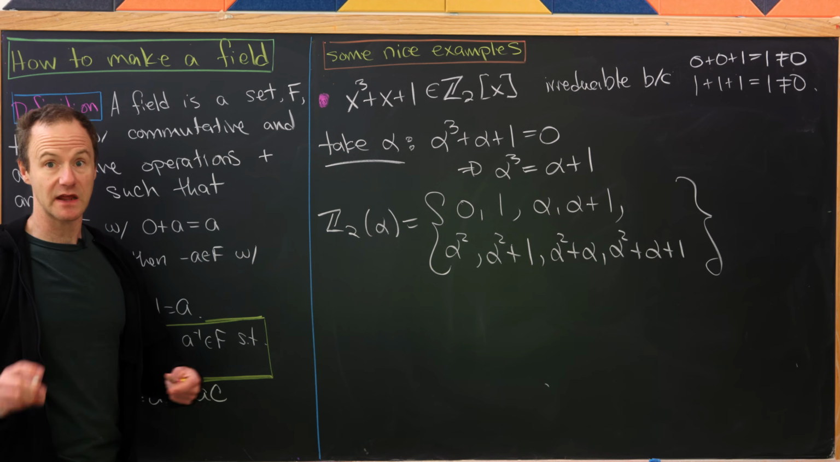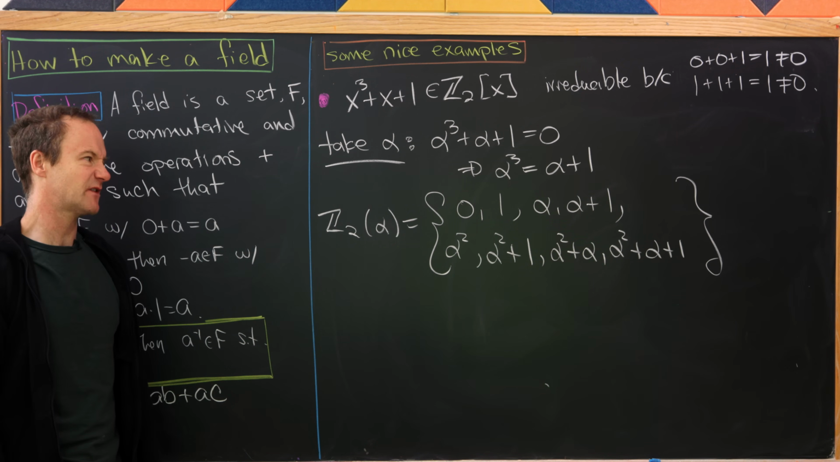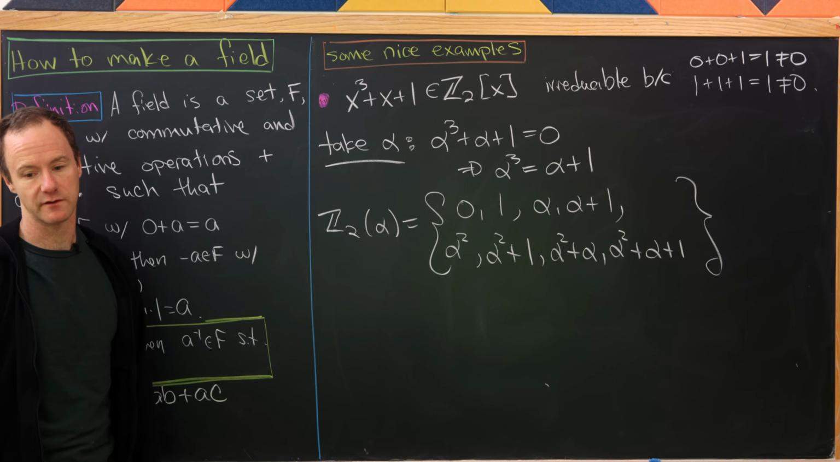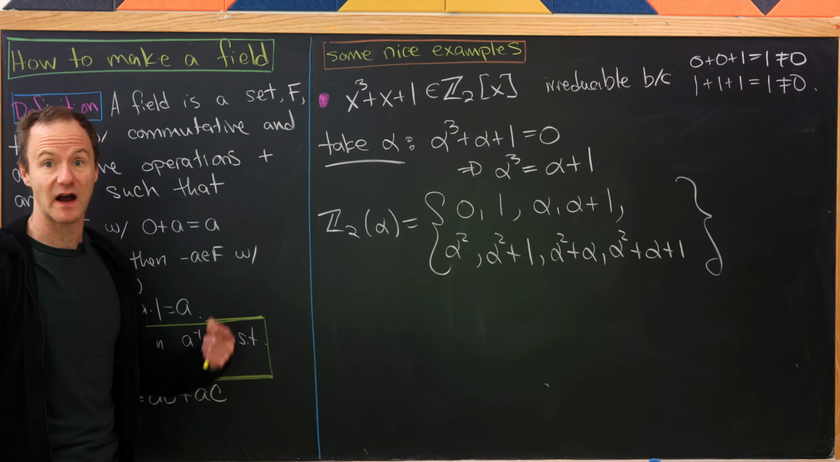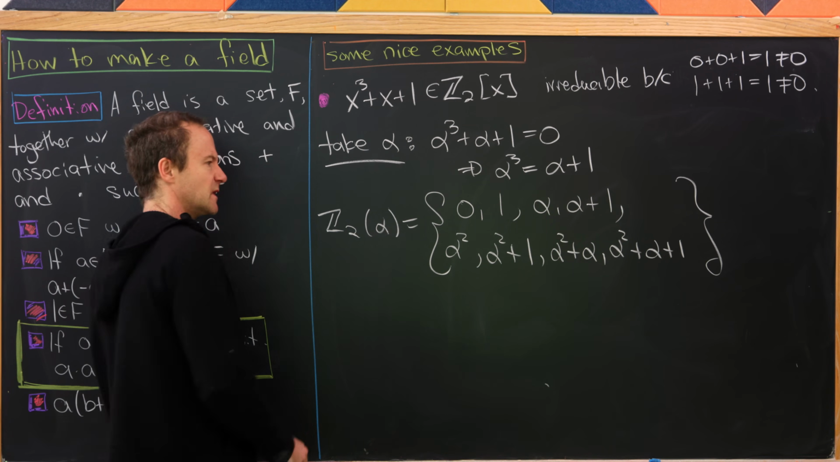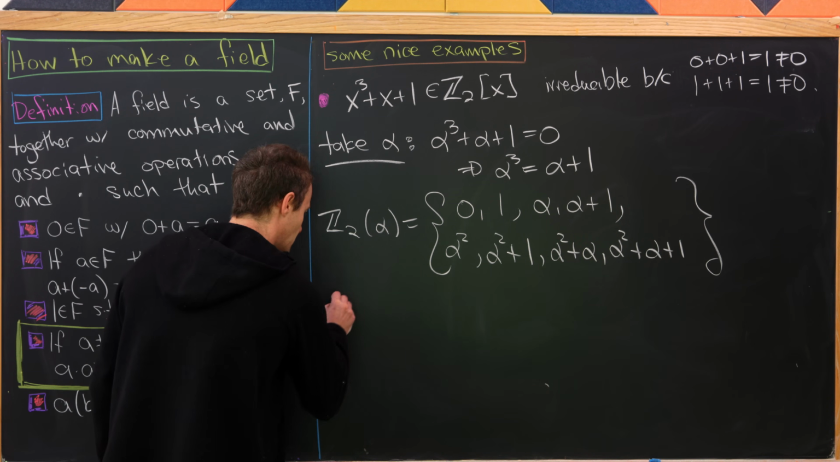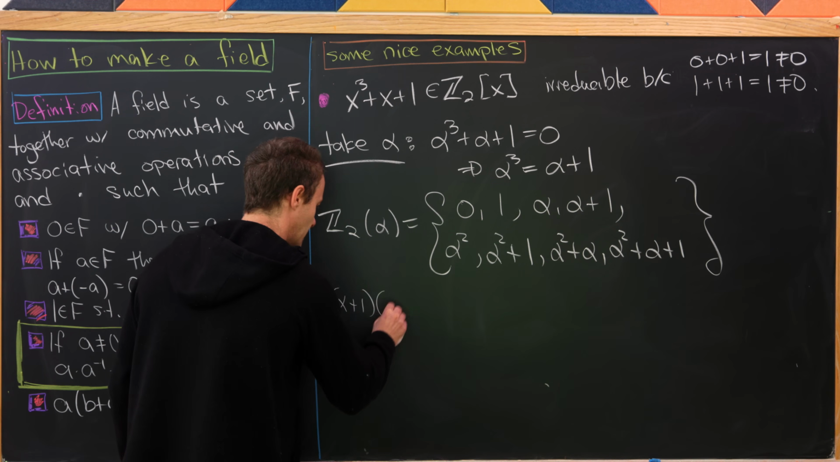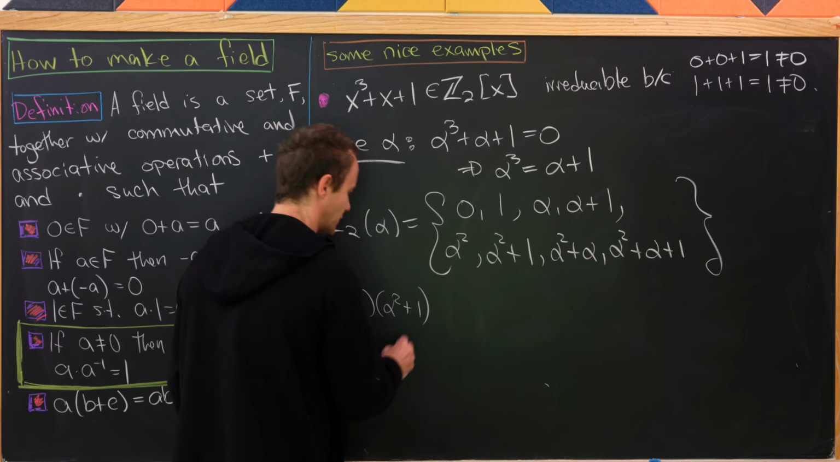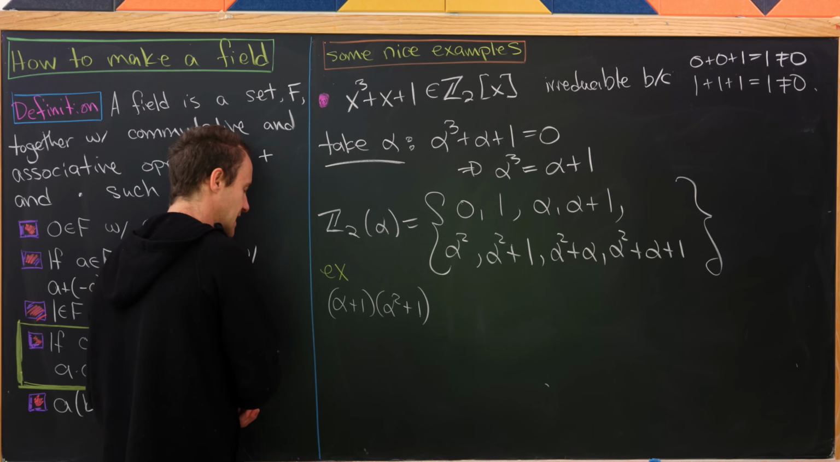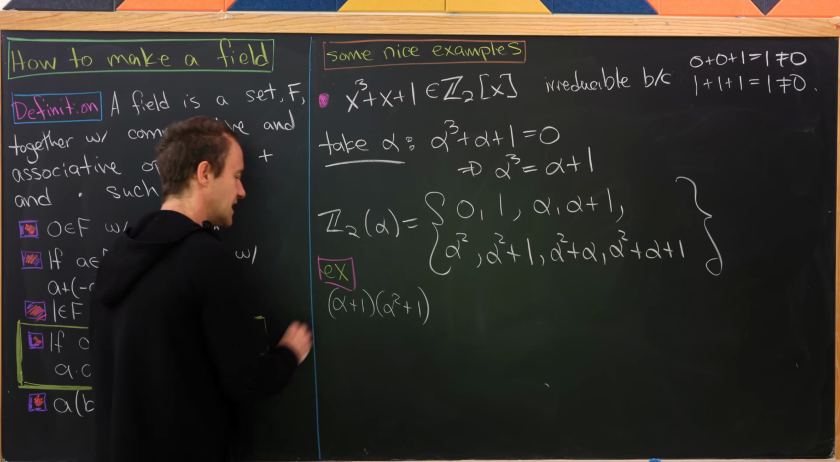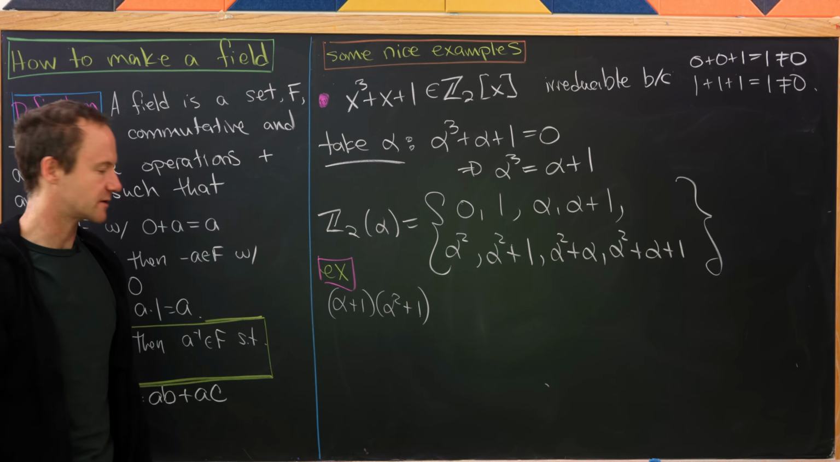And now really, in order to check that it's a field, we have to find inverse pairs for all of them. Well, let's do a couple of calculations, and then I'll let you find the inverse pairs if you want to. Let's, for example, multiply alpha plus 1 with alpha squared plus 1. So this is like an example calculation. This is just like getting a feel for what's going on here.